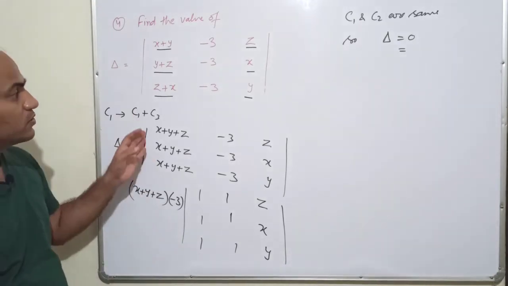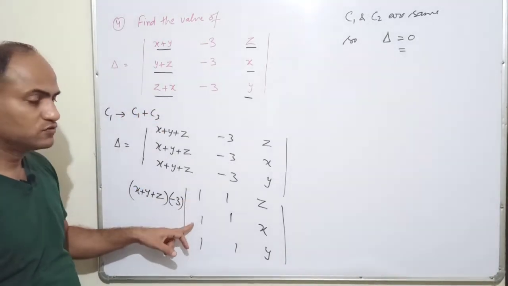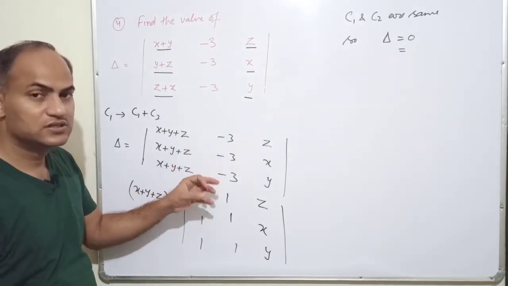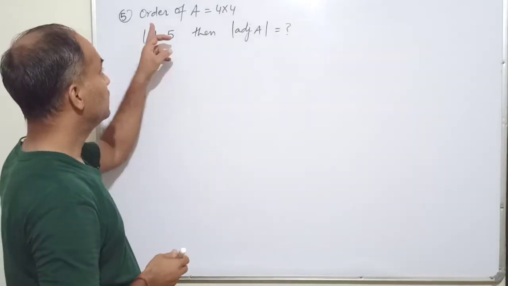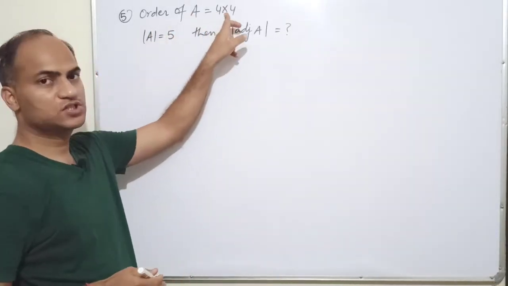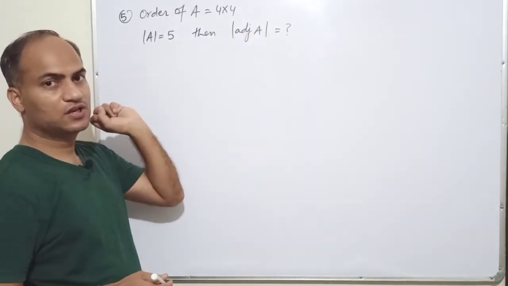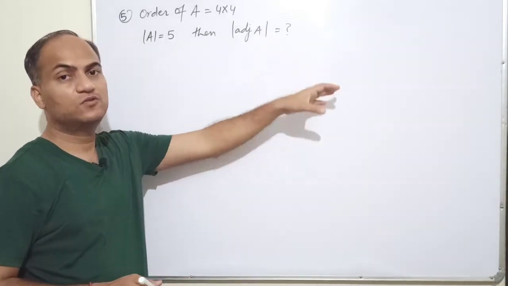So we can apply the property, or if we expand after getting 1, 1, 1, we can have two zeros, but that will be a longer procedure because here some easy trick can be applied. In this question we are given that a matrix is there which is a square matrix of order 4. Determinant of that matrix is also given to us, and adjoint of a determinant we have to find.